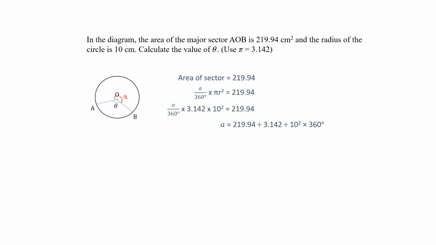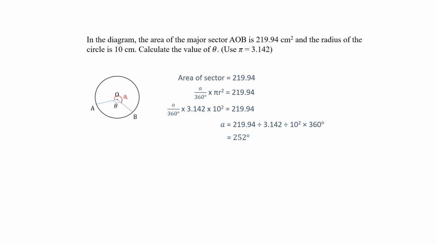So A is equal to 219.94, and the multiplied we move to the other side will become divide. So divide 3.142 and divide 10 squared, and this A over 360 degrees, the divide moved over to the other side will become multiply, and this is equal to 252 degrees.